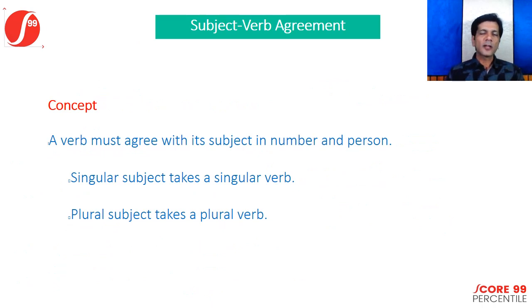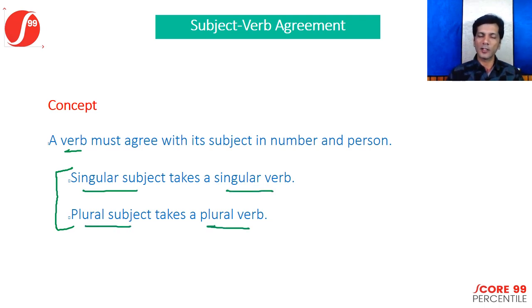Now, when we look at subject and verb agreement, fundamentally the concept is extremely simple. Just as we looked at noun pronoun agreement and pronoun pronoun agreement in terms of singularity and plurality, subject and verb agreement is the same. Now this says a verb must agree with its subject in number and person, which means that a singular subject takes a singular verb. Likewise, a plural subject takes a plural verb. This is what this concept says.